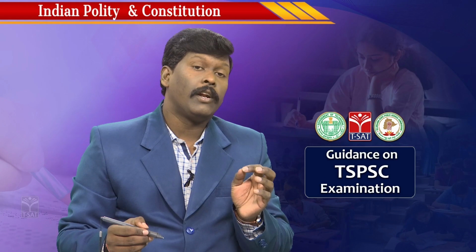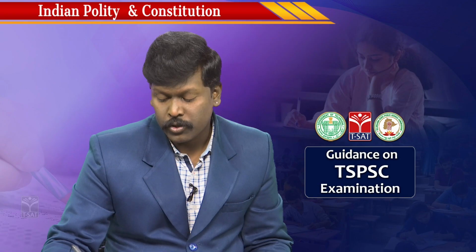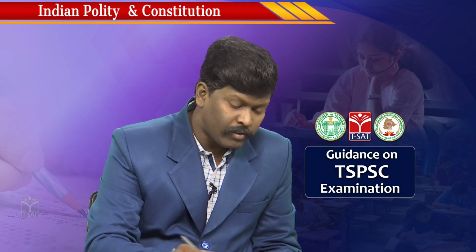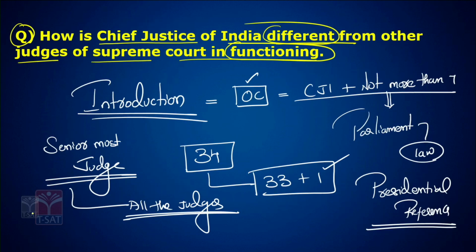Now, to decide upon a constitutional matter, the minimum number of judges should be 5 in a bench. So it should be 5 in a bench, that is for sure. And let me also tell you one more point. The administrative functioning of the office of the CJI is under the Right to Information Act. So, this is the answer for this particular question.